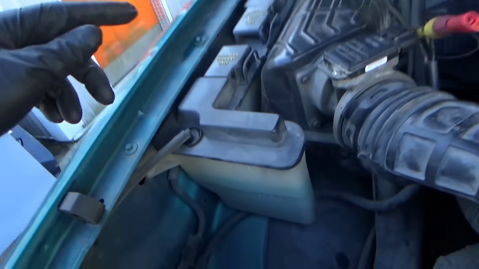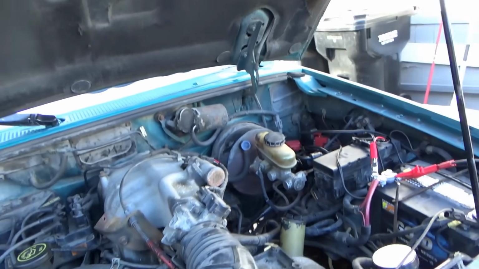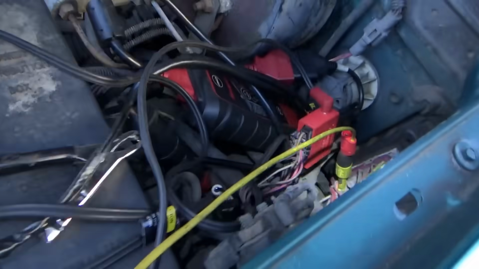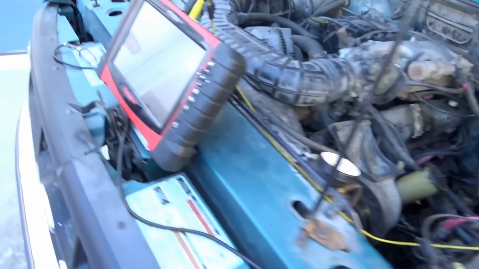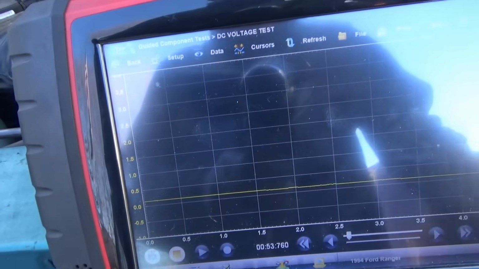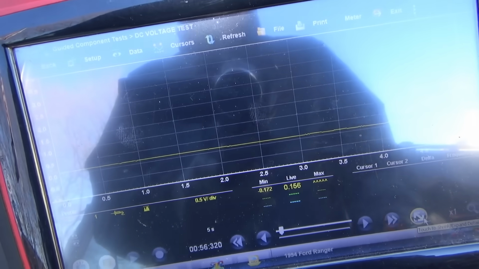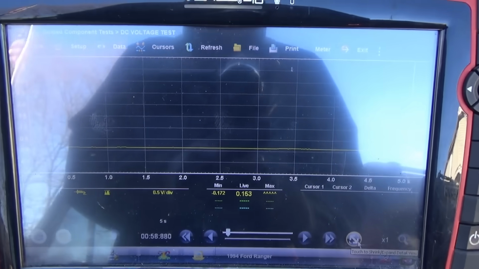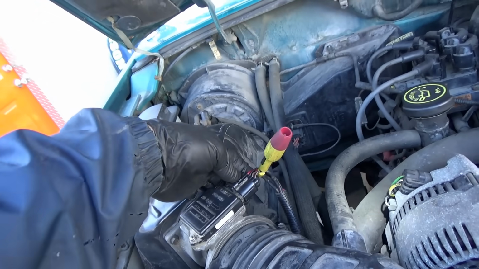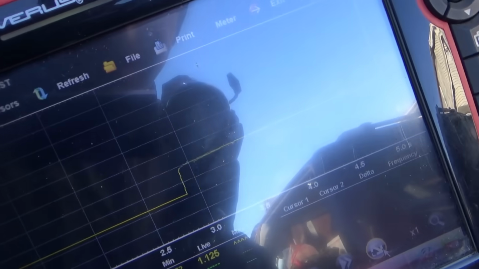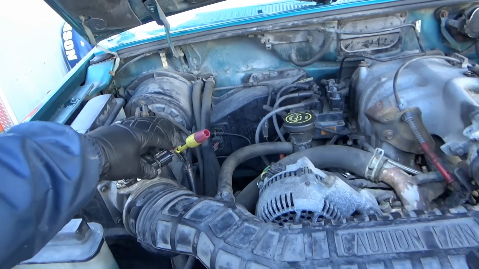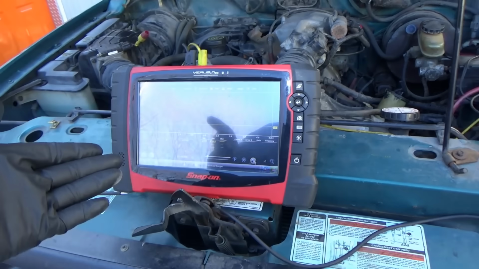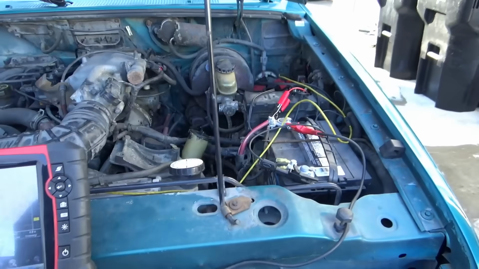Let's check where this harness goes and where the computer lives. Alright, I'm kind of winging it here. That's the PCM. There's a blue with a red stripe. I just probed it, see what the voltage is with the key on. And we're at 0.15 volts. Okay. We unplug the MAF sensor. That's definitely our voltage. We're at 1.15 now. I guess it needs that mass airflow ground. So let's start the truck and see what the mass airflow reads on that wire at the PCM.